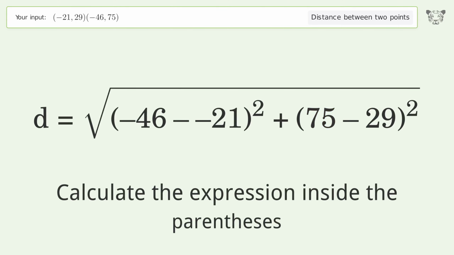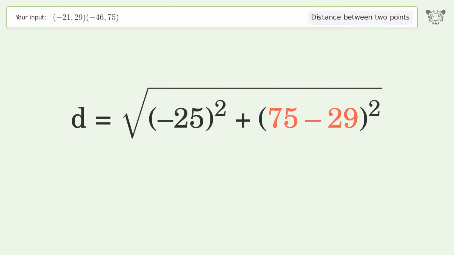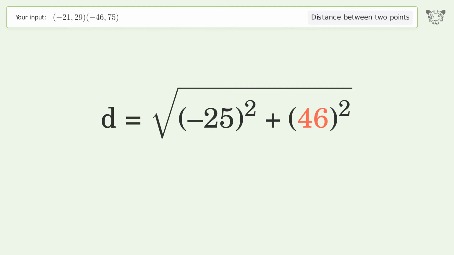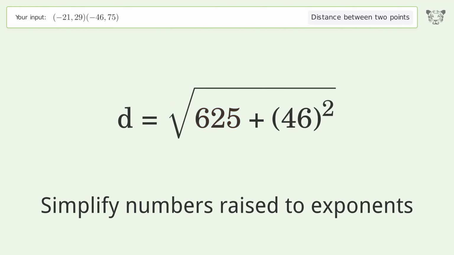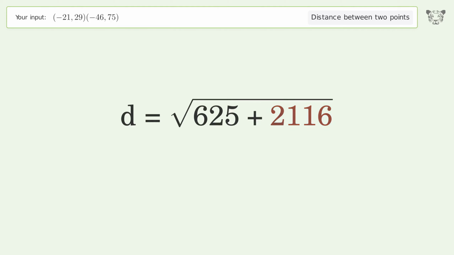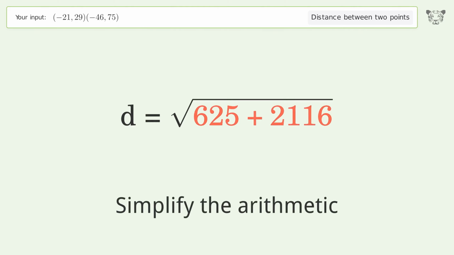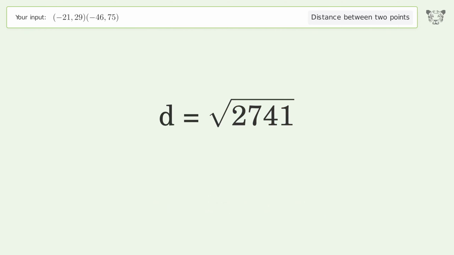Calculate the expression inside the parentheses. Simplify numbers raised to exponents. Simplify the arithmetic. And so the distance between the 2 points is the square root of 2,741 or 52.355.